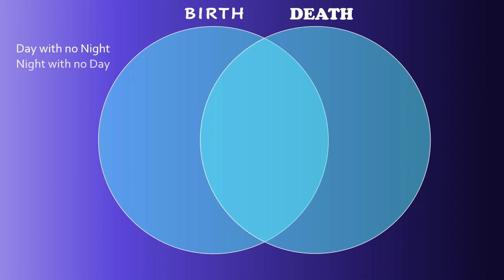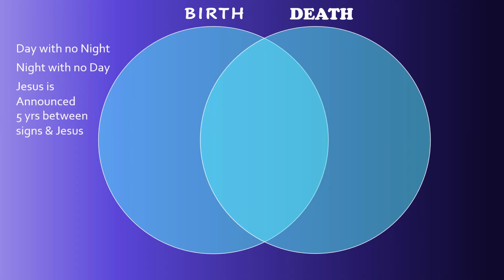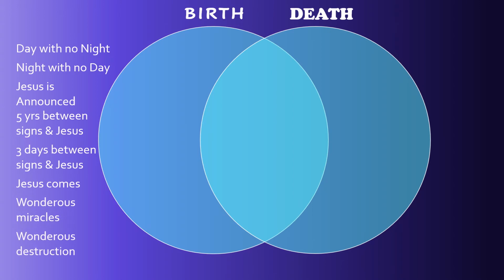The circle on the left will represent when he's born, and the circle on the right will represent when he died. The things we're going to put into the diagram are: there was a day with no night, a night with no day, Jesus was announced, there was 5 years between when the signs occurred and when Jesus appeared. There were 3 days between the signs and when Jesus came. Jesus came, there were wondrous miracles that occurred, and there was wondrous destruction that happened.